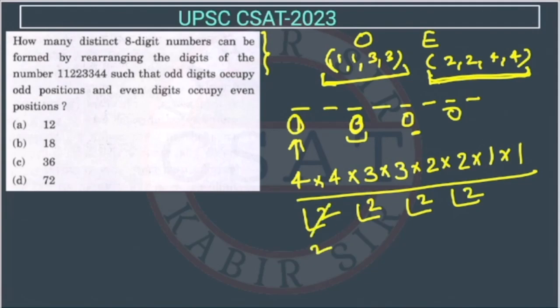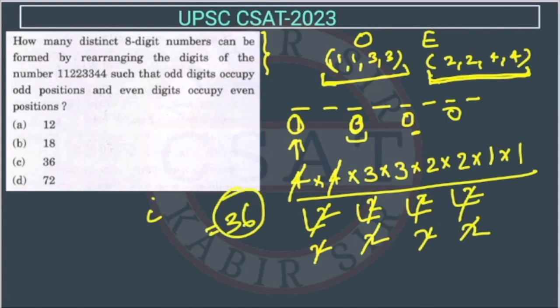This factorial 2 will be 2, factorial 2 is 2, right. So 2 2s are 4, this 4 will cancel, 2 2s are 4, this 4 will cancel. So this is 3 into 3, 9, 9 into 4, 36, right. So the answer will be 36. Option C is the correct answer.